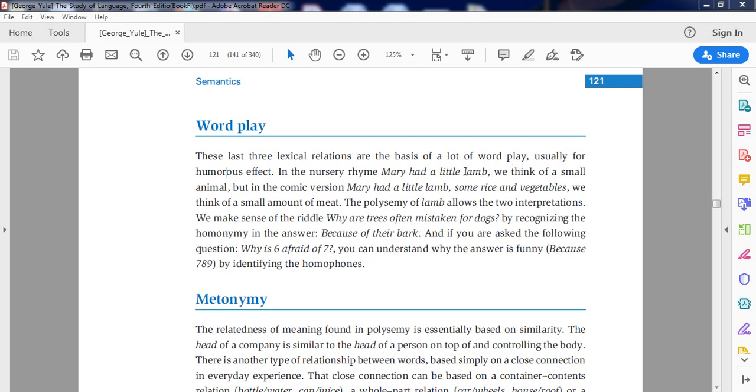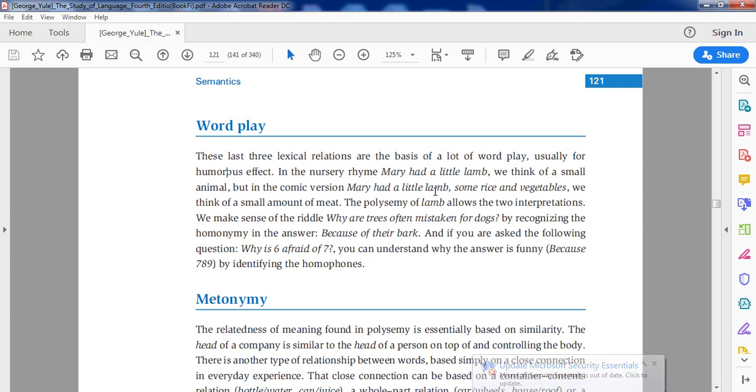So when we hear the word lamb, we'll think of that small animal. But when we complete the sentence, Mary had a little lamb, some rice and vegetable, it is a meal. It's not that animal. It's a meal, for example, your lunch or your dinner. So you will think of lamb as a piece of meat, as the meaning allows.